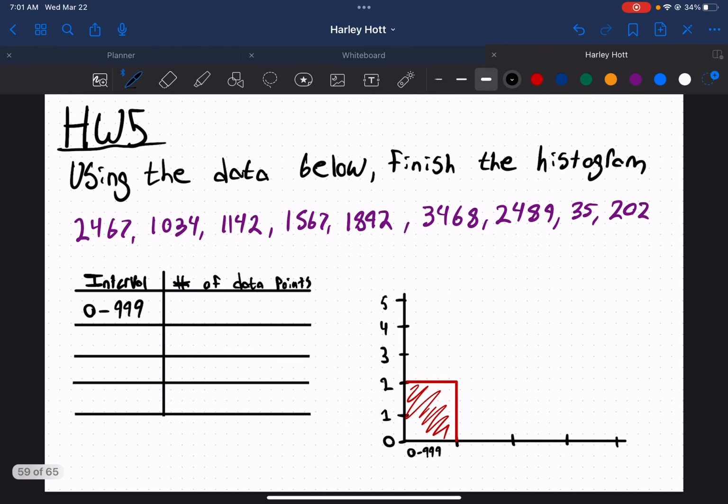So with this data here on this homework, I want you to first decide what the intervals are going to be. I've given you the first interval. It goes from 0 to 999, right? So fill out the rest of this plot. And remember, the intervals need to be the same. They need to be even intervals. Each interval needs to include the same amount of numbers.